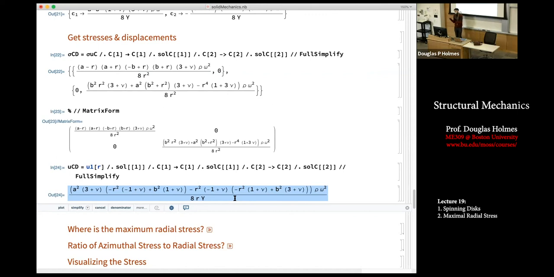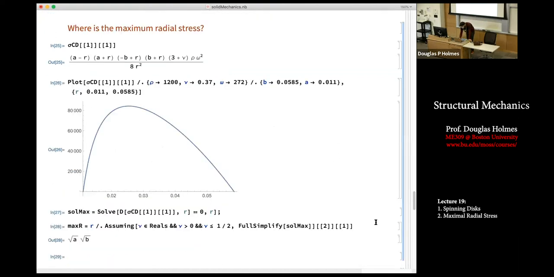To find the maximum radial stress, you take your radial stress, differentiate it with respect to R, set that equal to zero, and that'll determine where the maximum radial stress is in your problem. So that's done here. You can plot it to see. So this is the radial stress. It starts at zero. We expected that. There's no pressure there. It rises to some maximum value somewhere over here. And then it decreases to zero again at the outer edge.